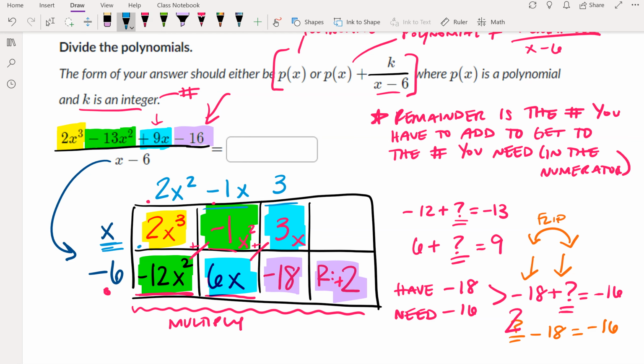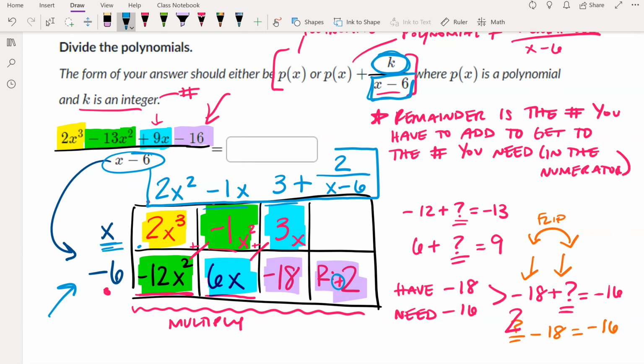How do I represent that in my answer? Again, your remainder is going to go on top. Look back up at the top of the question. It goes on top of what you were dividing by. And we just need to make sure we write the sign. So it's positive 2, so we're going to do positive. And then put the remainder on top. 2 over what were we originally dividing by? X minus 6. All right, that is your answer. That is what you will put in the answer box that Khan Academy has.